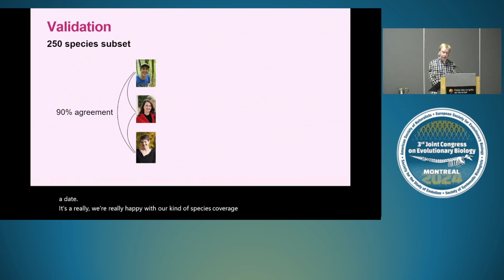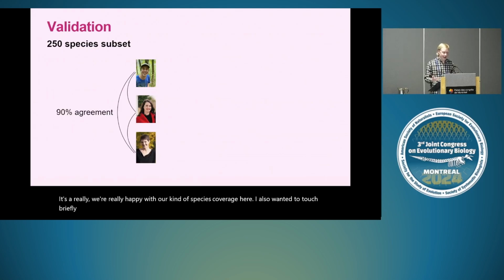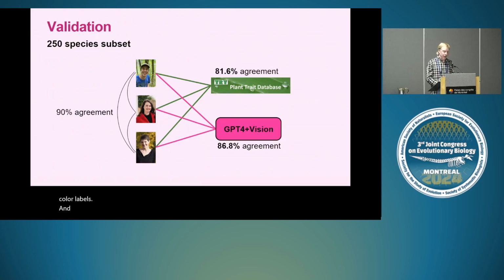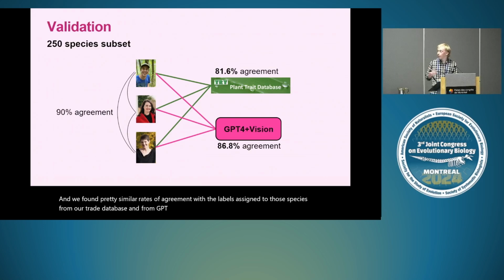I also wanted to touch briefly on the fact that we did validate this data. Each of us co-authors manually labeled a 250 species subset, and among ourselves, we found we agreed on about 90% of our color labels. And we found pretty similar rates of agreement with the labels assigned to those species from our trait database and from GPT-4. In particular, GPT-4 did pretty close to our human error rates and appears to give us more accurate results than the trait database does.